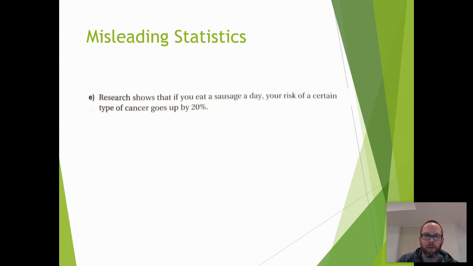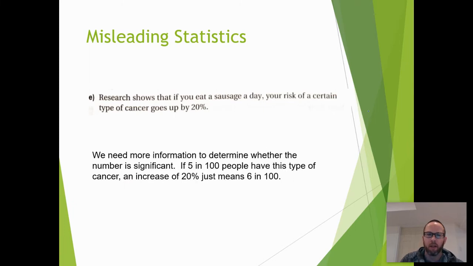Our last one. So research shows that if you eat a sausage a day, your risk of a certain type of cancer goes up by 20%. So let's talk about why this may be misleading. The reason this may be misleading is we need to actually have a bit more information. Is that 20% increase significant?